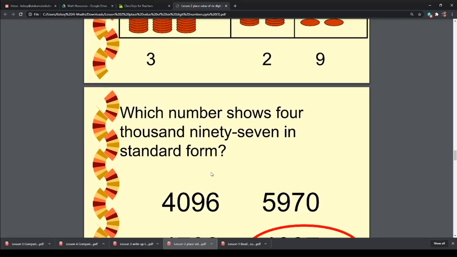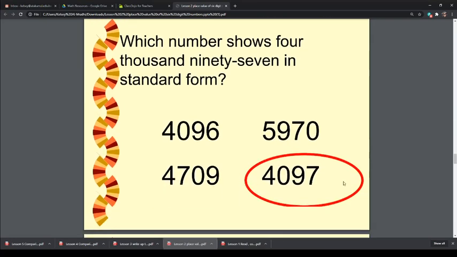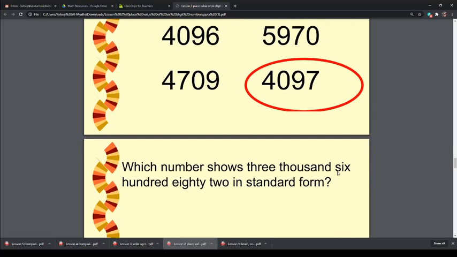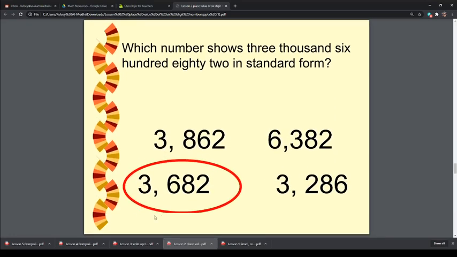Which number shows 4,097 in standard form? Remember, standard form is written with regular numbers, not words or not with pluses. Here's that number written in standard form. Which number shows 3,682 in standard form? The answer is this number.